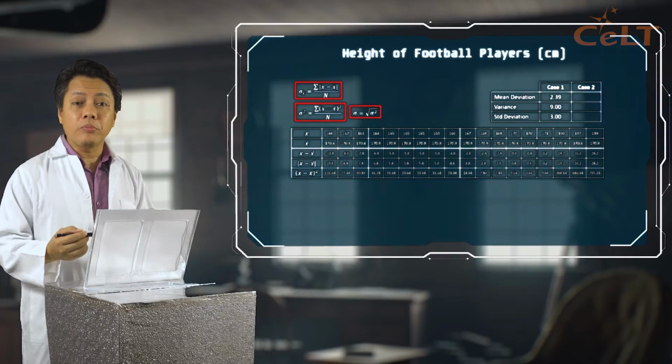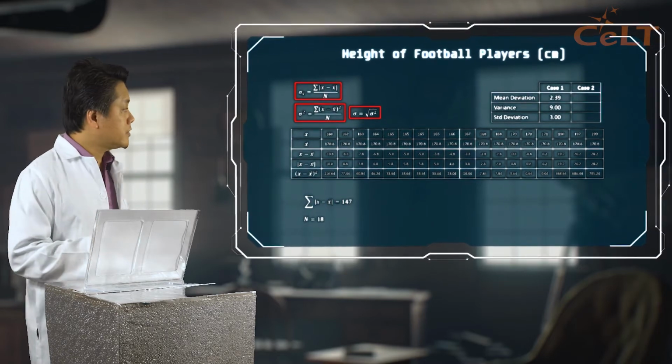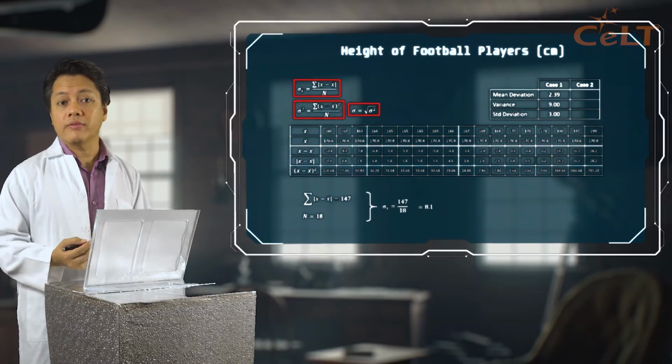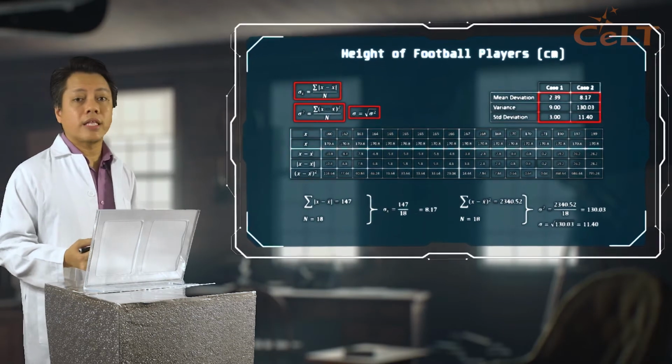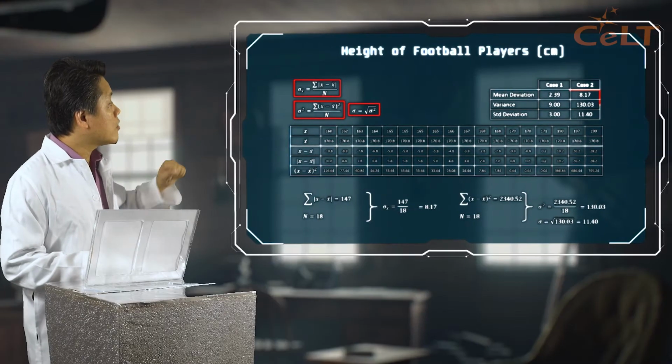To calculate the new mean deviation, just sum up all the modulus of deviation and then divide that by 18, and that will give us 8.17. For the variance, we sum up all the squares of the deviation and divide by 18, which gives us 130.3. And then the standard deviation is just the square root of that, which becomes 11.4. And we update the table as on the top right over there.